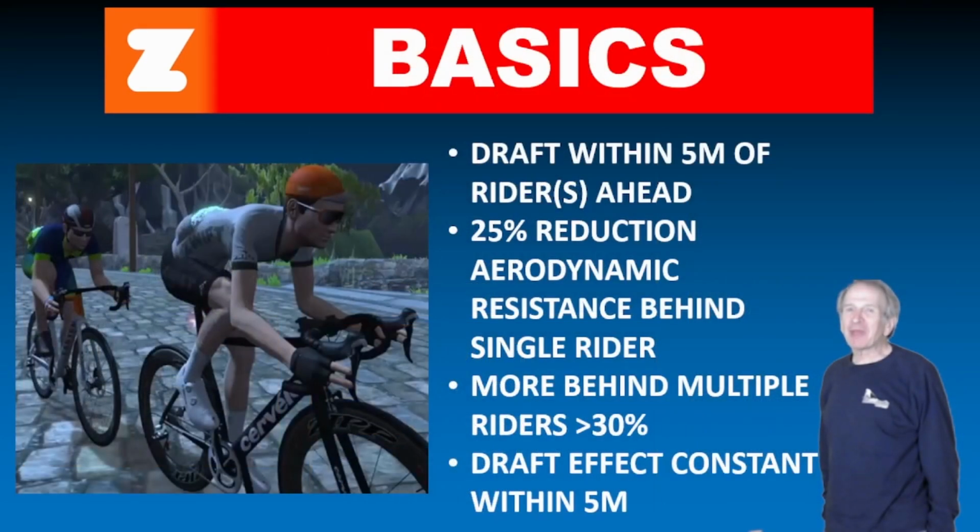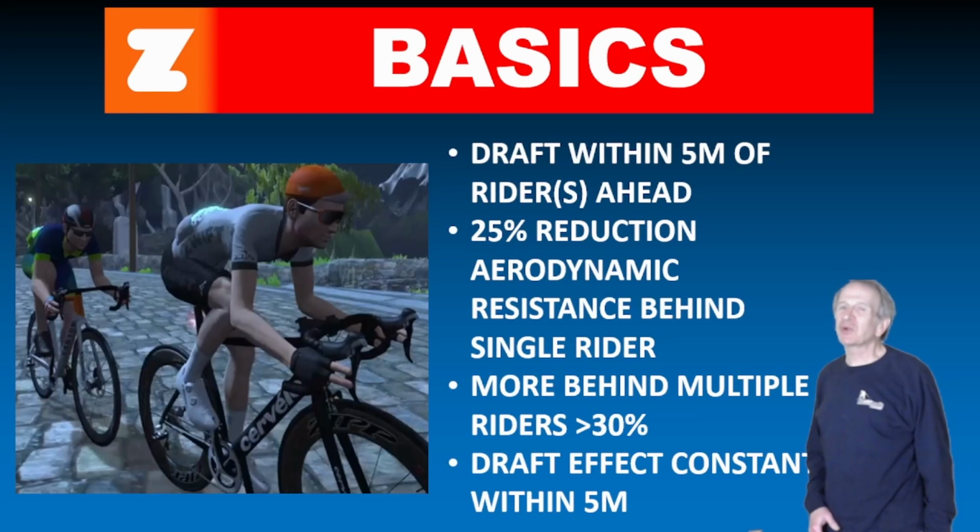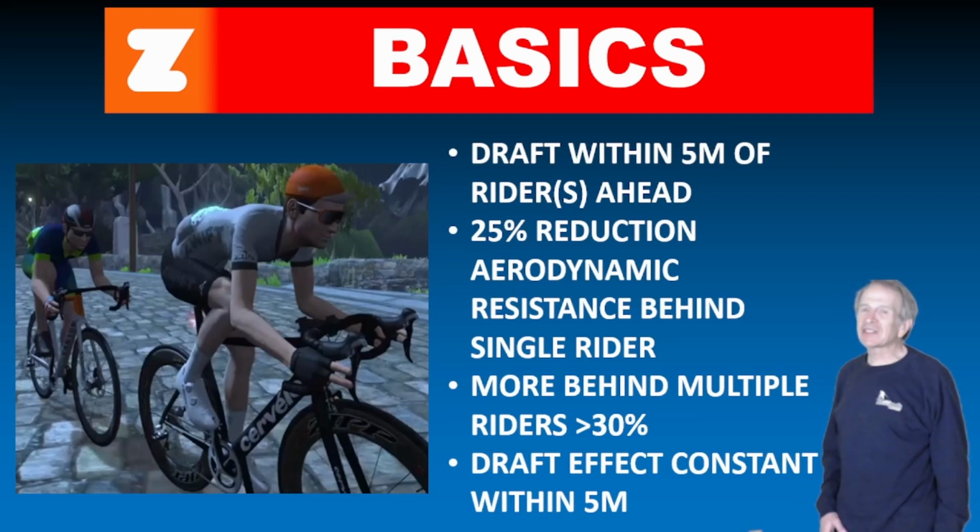Here are some drafting basics on Zwift. You're in the draft when you're within 5 meters of the rider or riders in front of you. If you're riding behind a single rider at around 35 kilometers an hour, the reduction in aerodynamic resistance is about 25%. And it's more when you're riding behind multiple riders, more than 30%. And the draft effect is the same whether you're riding 1 meter behind a rider or 5 meters behind a rider. But you do get more draft effect if you're riding behind more riders.